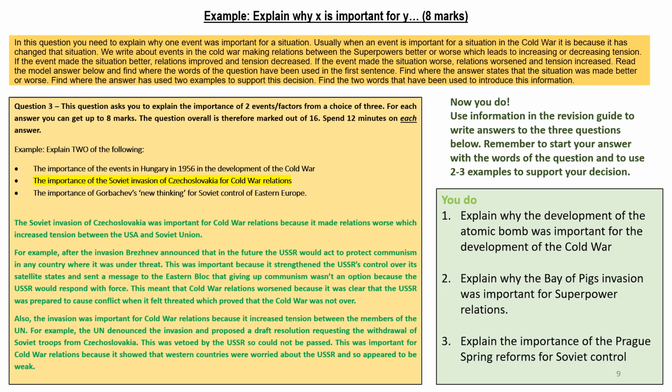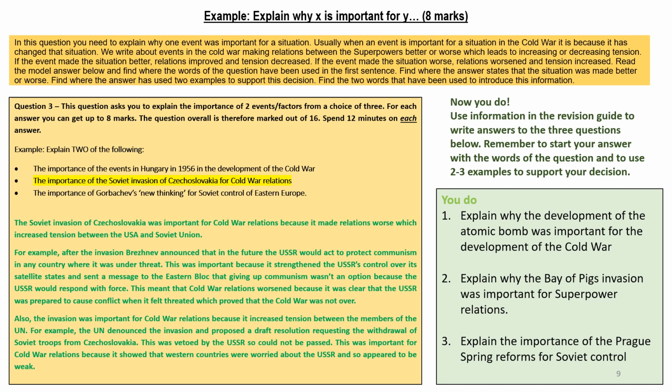And then what you need to do is to give examples of how it made relations worse. And the way that you do that is to attach your knowledge with 2 words. And those words are for example. So, for example, after the invasion, Brezhnev announced that in the future the USSR would act to protect communism in any country where it was under threat. And then we've got the words of the question back into the answer again. This was important because it strengthened the USSR's control of the satellite states and sent a message to the Eastern Bloc that giving up communism wasn't an option. And then we end with a this meant that.